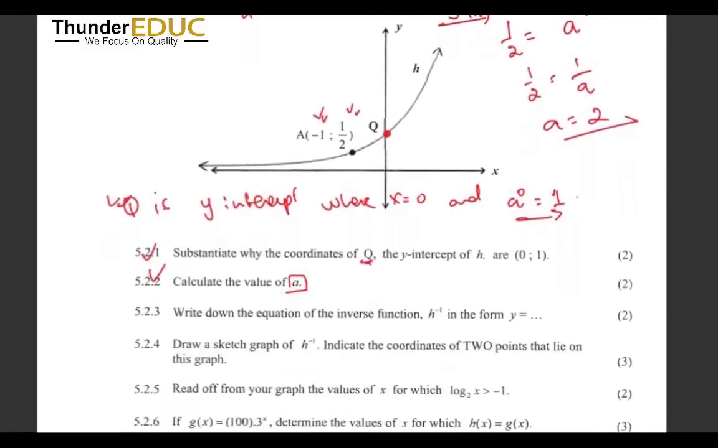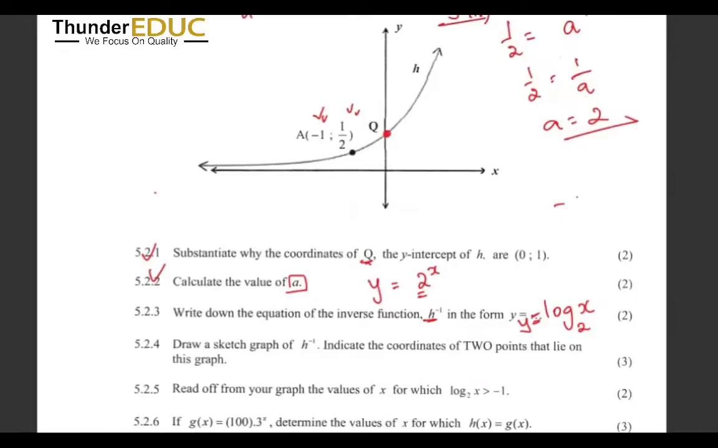Then 5.2.3, they want us to write down the equation of the inverse. Since our equation now is 2 to the x, remember the base is 2. So this is going to be log x base 2. That's our inverse. Then they want us to draw a sketch of the inverse and indicate 2 points that lie on the graph. I'll use the same graph that they drew for us. So since this point is 1 and 0, the point here is going to be 1. No, this was 0 and 1.